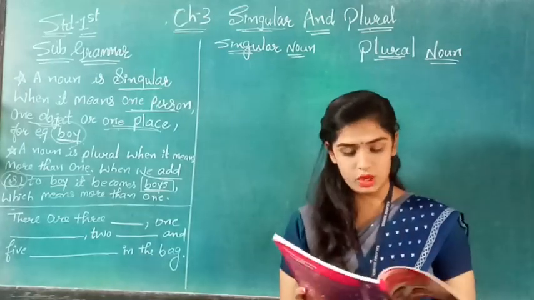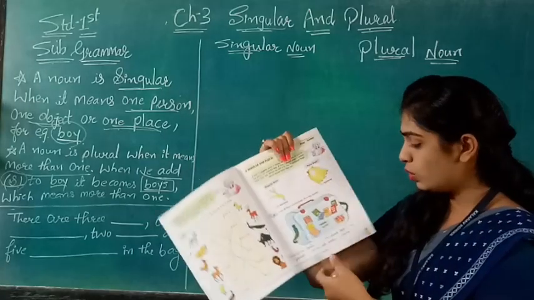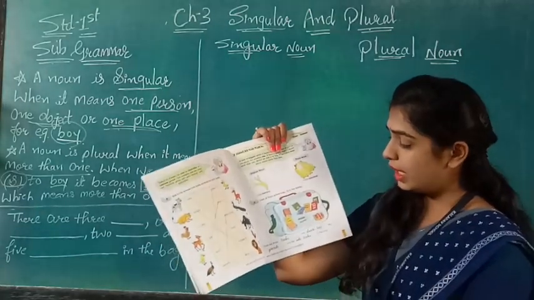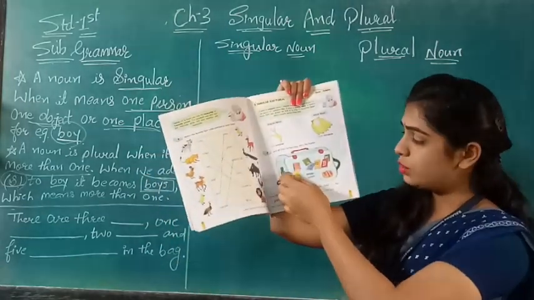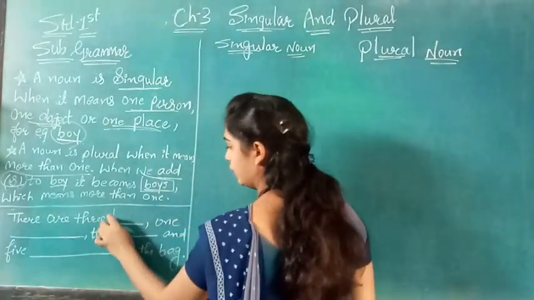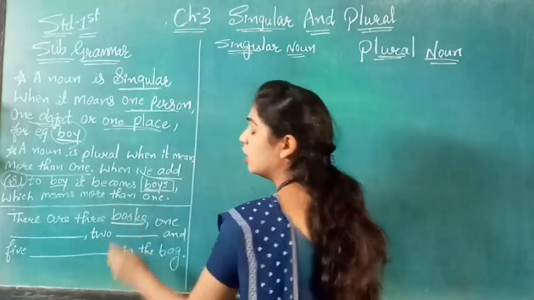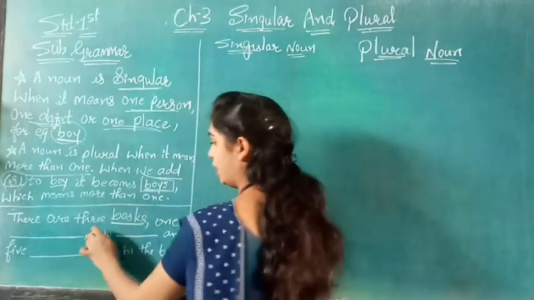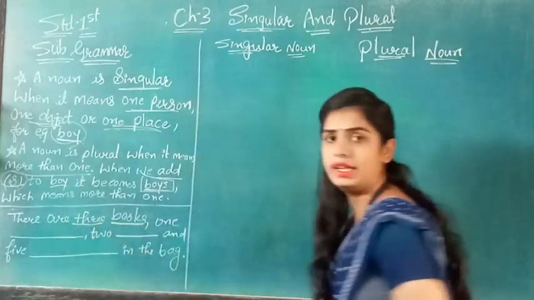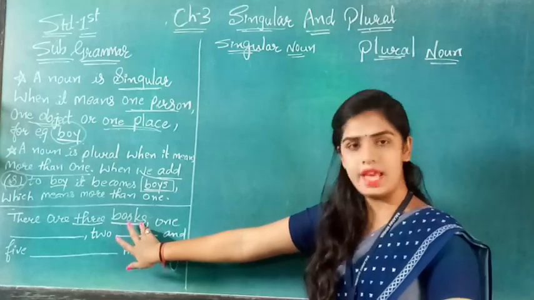Now see, the first one, what is given? There are 3 blanks. So what can you see here? 3 books. See 1, 2 and 3. So in the first blank we will write 3 books. Understand children? This is plural. Why plural? Because here it comes 3 books. Understand? It is more than one. That's why here we will add s.